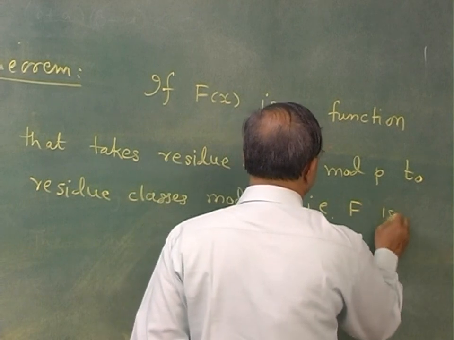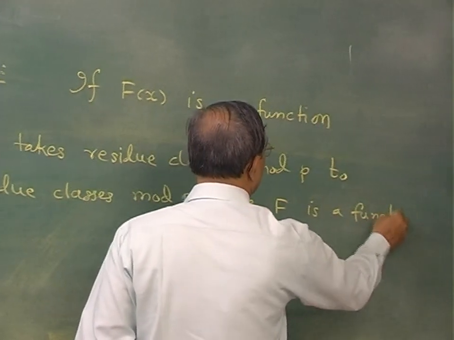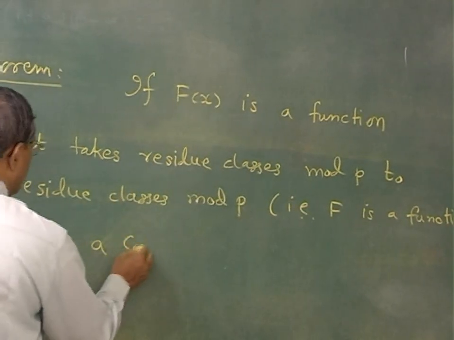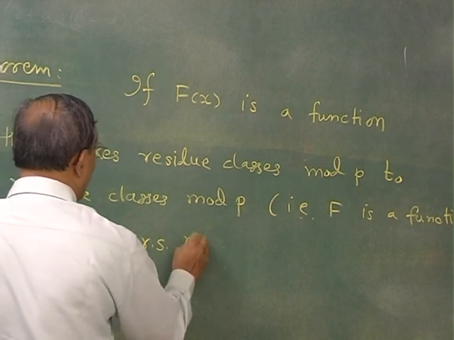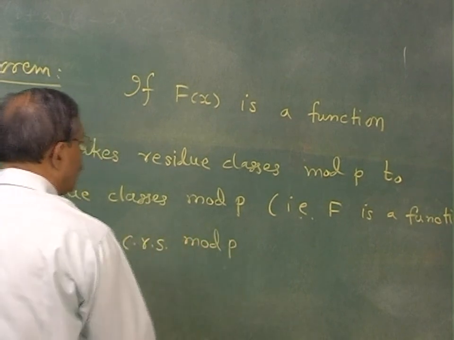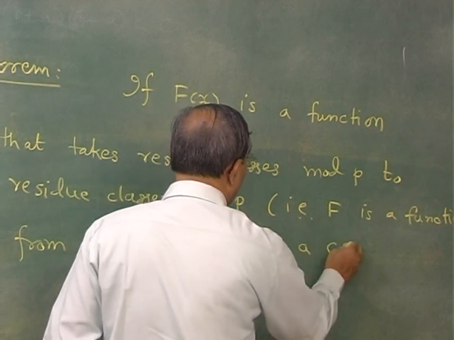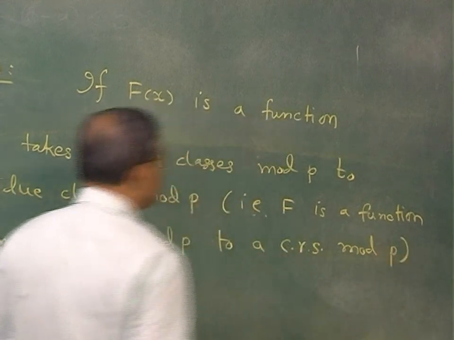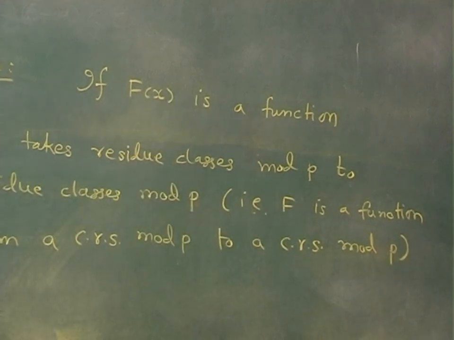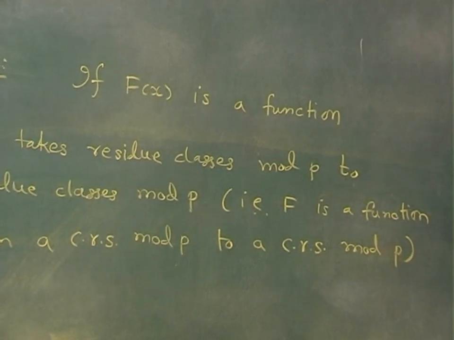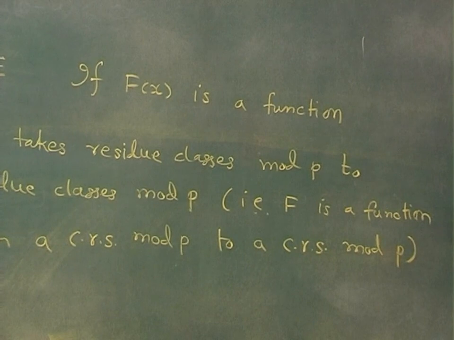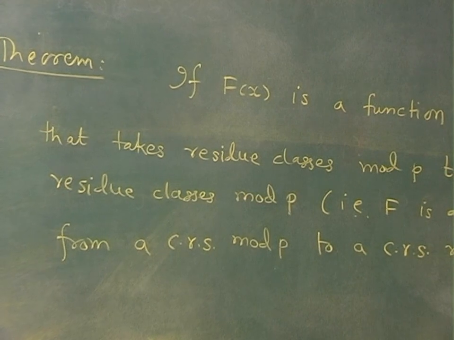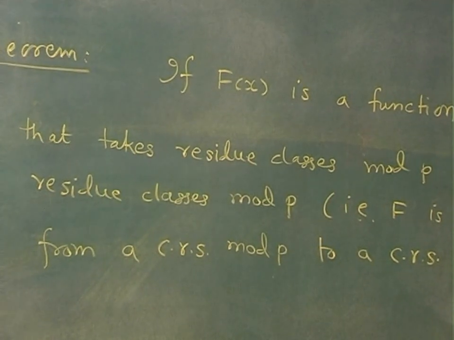That is, f is a function from a complete residue system mod p to a complete residue system mod p. Like 0 to p minus 1, this is a complete residue system mod p to 0 to p minus 1. Then such a function can always be given by a polynomial.